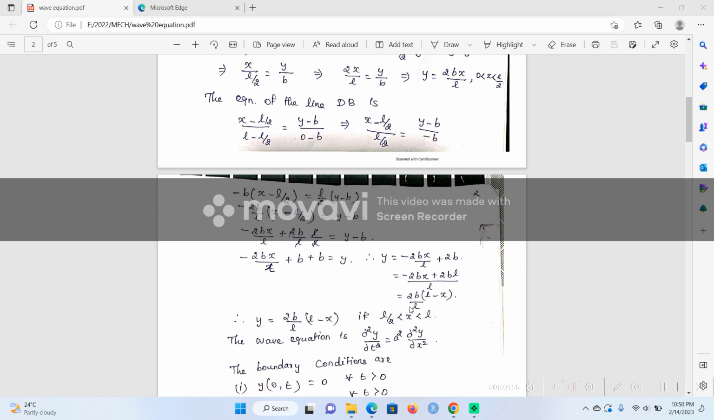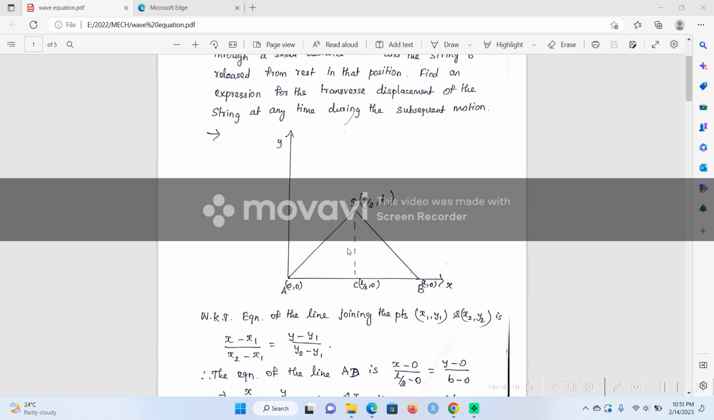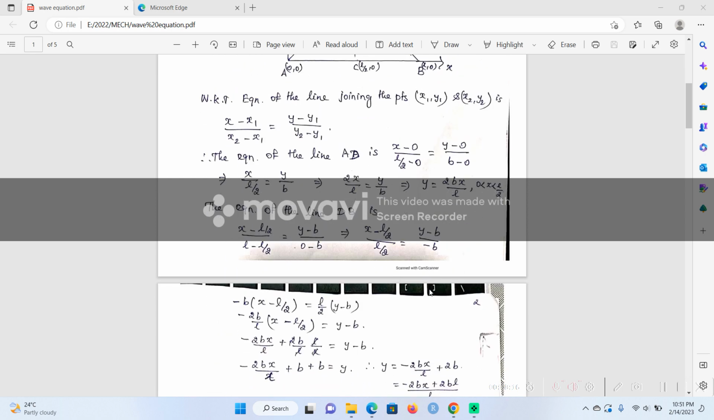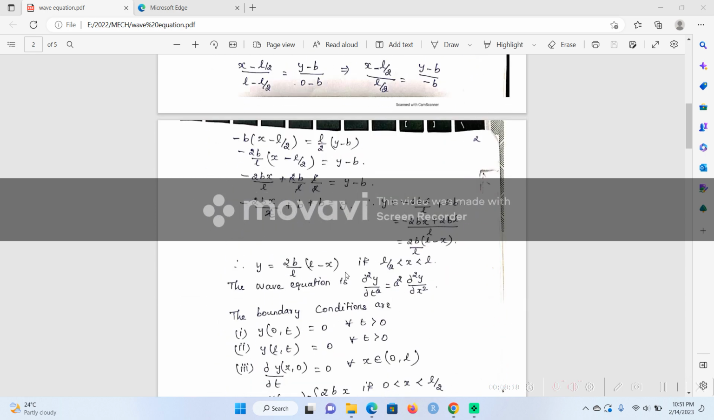So simplifying this, we get it as 2b by L into (L minus x). So y, our displacement, is calculated like this, where this x value is lying in this interval L by 2 to L. So we are considering these two.